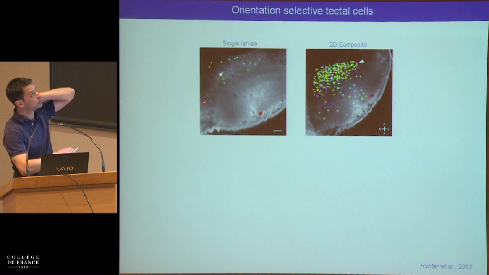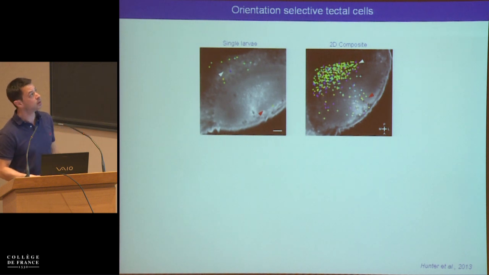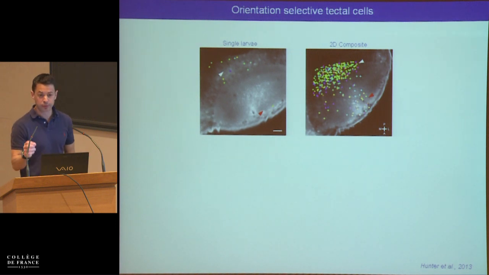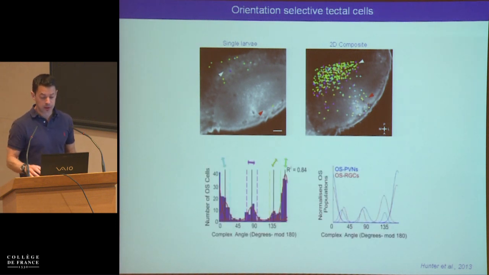So this is a single functional map from a single fish. Paul identified orientation selective cells and color-coded them according to preferred orientation. And you can see, yes, they do exist, and they're broadly distributed throughout the tectum. And when Paul looked for functional subtypes, he found exactly the same functional subtypes that we found in the retina. The simplest interpretation is that the orientation selective tectal cells are getting input from the orientation selective retinal ganglion cells and just reading that information out.